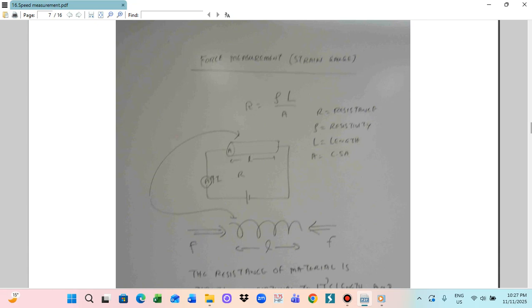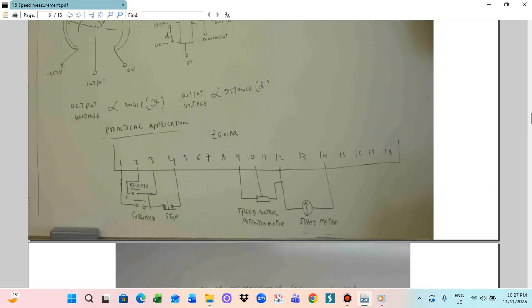This is the Zener board. This Zener board is produced with a Zener formula. There are 18 terminals. Terminals 1, 2, 3, 4 are for the reverse and forward switch. Terminals 9, 10 and 12 we use for the speed control potentiometer. By adjusting the speed control potentiometer, you can regulate the excitation circuit for the thyristor.